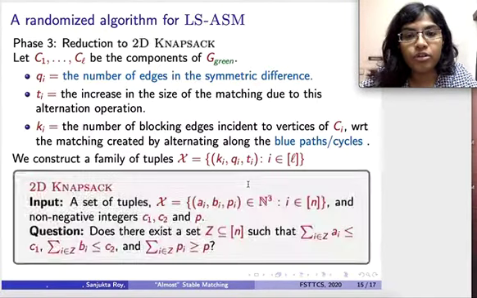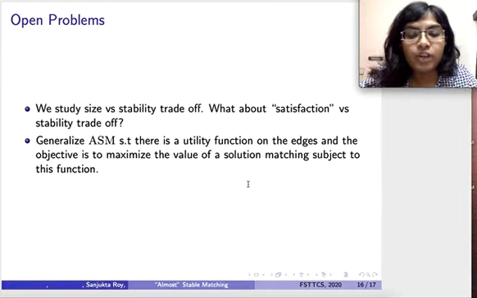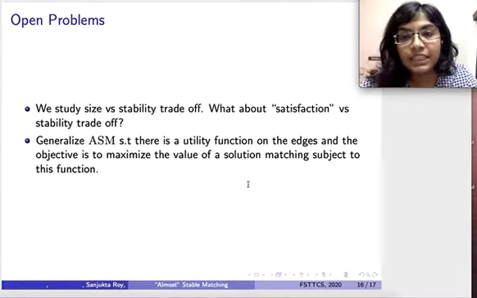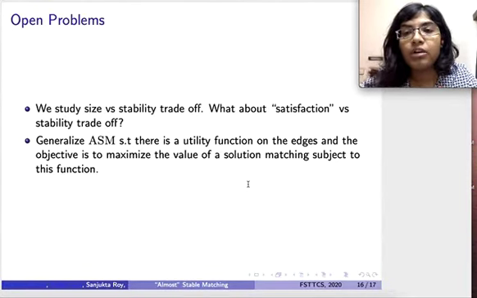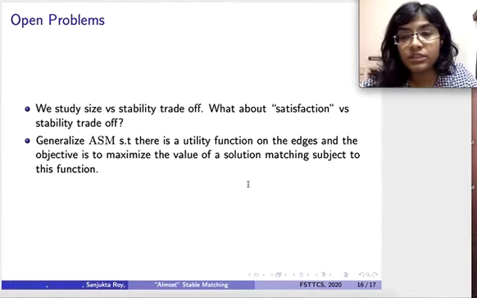I will end the talk with some open questions. As I said at the beginning, we want to allocate more people, so we want to increase the size of the matching, and to do that I have to sacrifice stability. This kind of problem is called the size versus stability trade-off. Now we also saw that there could be many stable matchings, and one stable matching could be preferred by some agents. So there could be a satisfaction value, like how satisfied the agents are, and some matching which satisfies more agents, some which satisfies fewer. So how about a satisfaction versus stability trade-off?